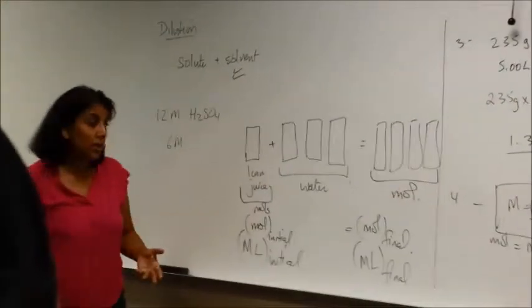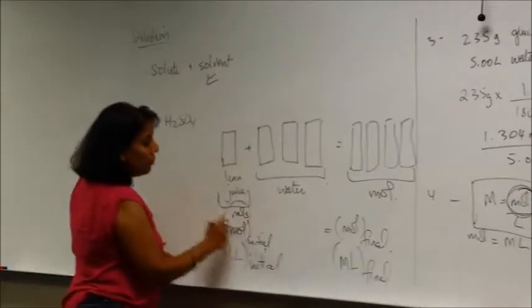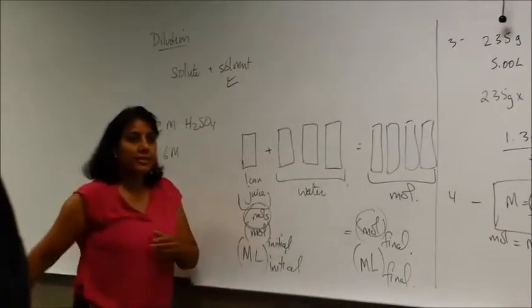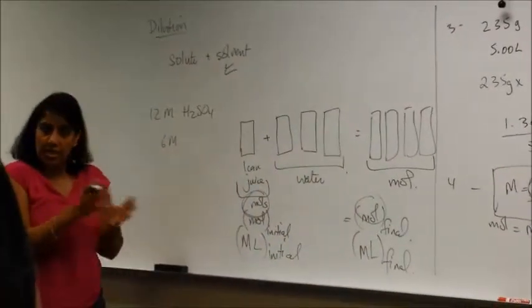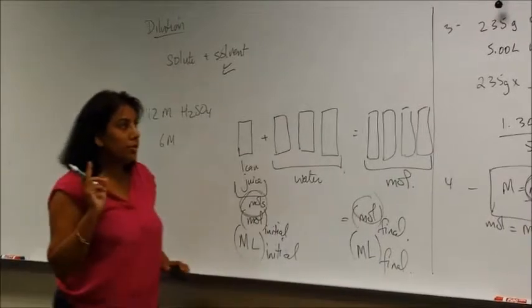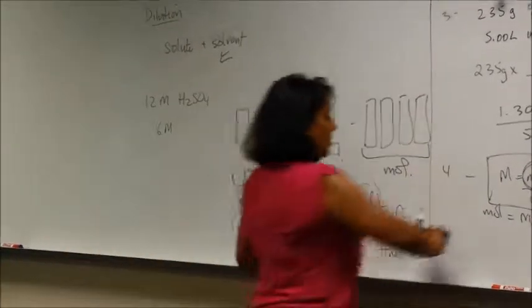And you can do this only because the number of moles is constant. They have not changed from the initial to the final. Only the amount of water has changed. So let me write the formula in a better way.